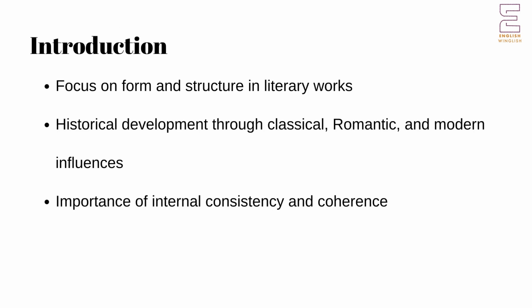Introduction to formalist theory. Formalist theory is centered on the analysis of a text's form and structure. Unlike other approaches that may consider the author's biography or historical context, formalist criticism focuses solely on the text itself. This approach has deep historical roots, drawing from classical aesthetics, romantic ideas, and modern critical thought. The primary goal is to understand how the various elements of a literary work, such as language, structure, imagery, and symbolism, contribute to its overall meaning and artistic coherence.